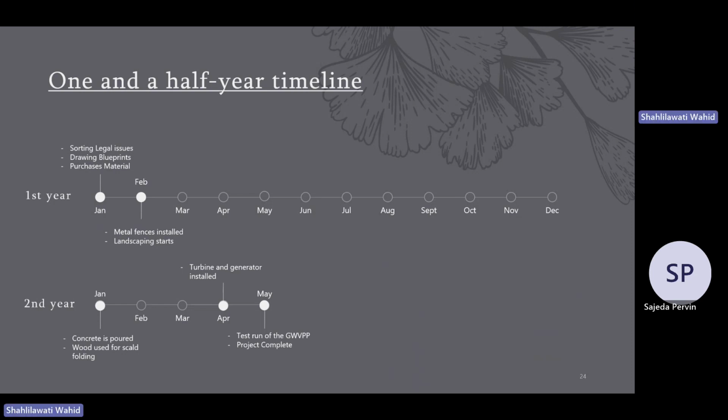On the 2nd day of January, we'll start our construction, where we'll pour concrete to build basins and use wood for scaffolding. On the 2nd day of April, the turbine and generator will be installed, and this will complete our construction. We'll make a test run of the GWVPP around May of the 2nd year, and if no issue is discovered throughout the test run, we'll consider our project to be complete.